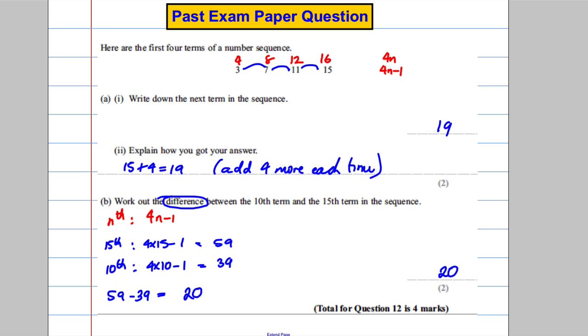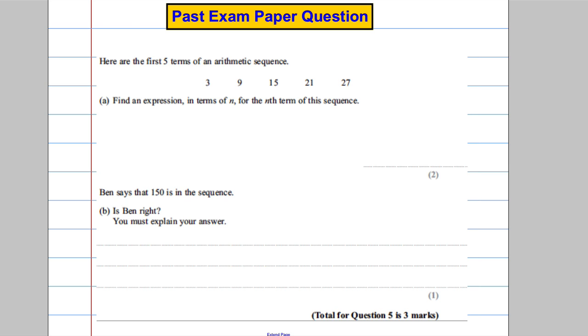Right, take a look at the next one. I'll go through in 5 seconds. Right, here are the first 5 terms of an arithmetic sequence. Find an expression for the nth one. We're going up in 6, so we can write the 6 times table above it. 6, 12, 18, 24, 30. The nth term of the 6 times table is 6n. Our sequence is 3 less, so the nth term must be 6n subtract 3.